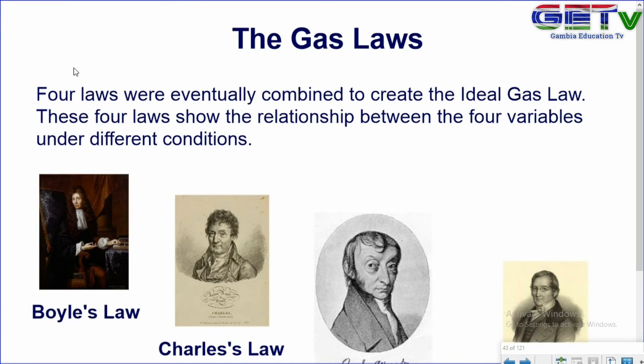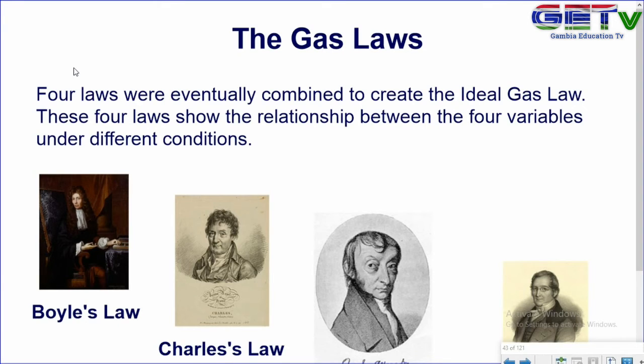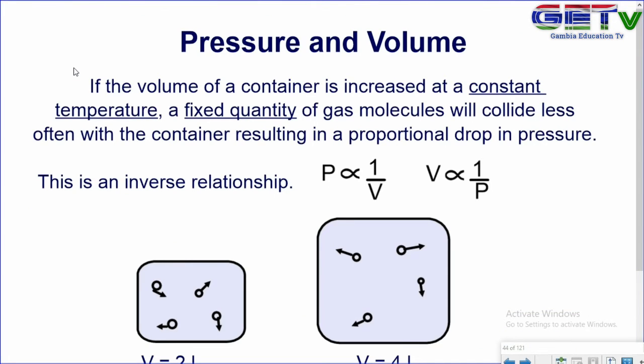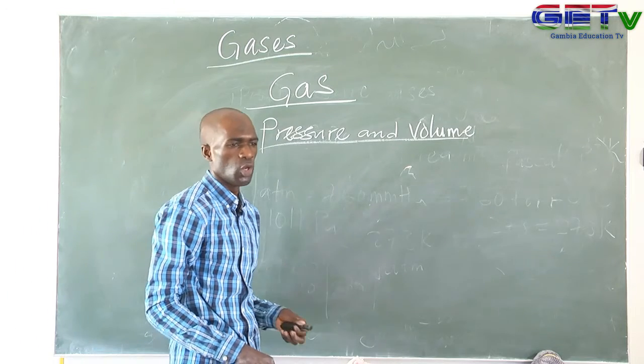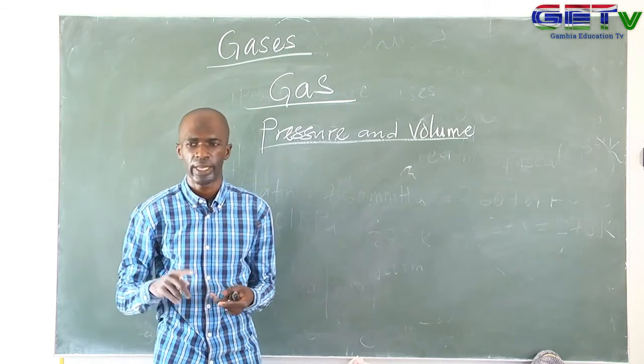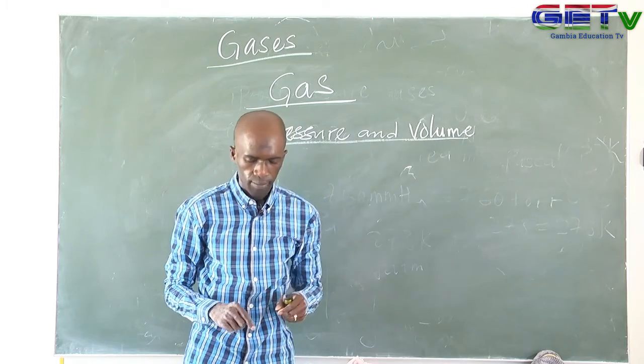So 4 laws were eventually combined to create the ideal gas law. These 4 laws show the relationship between the 4 variables under different conditions. And they are Boyle's law, Charles' law, Gay-Lussac's law, and Avogadro's law. So first we look at the relationship between pressure and volume. What is the relationship between pressure and volume when the other 2 variables are kept constant? Okay, which will be temperature and the number of moles or the amount of substance.